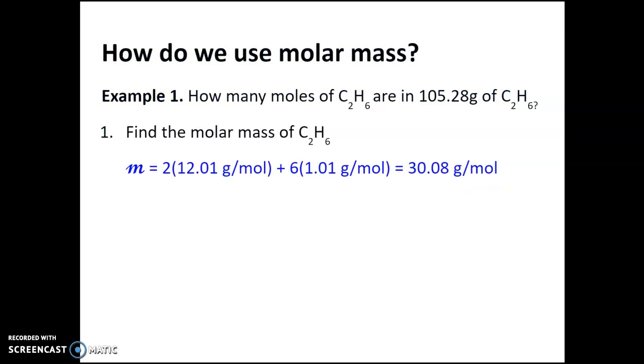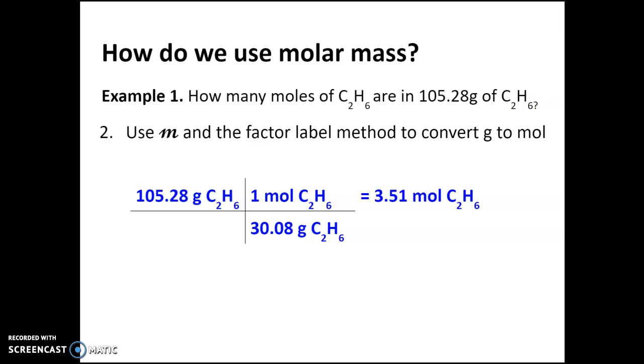All right, so let's set it up. First part, molar mass. 2 carbons plus 6 hydrogens gives us 30.08 grams per mole for this molecule. Then part 2, use the molar mass and the factor label method to convert grams to moles. So I'm going to take the amount they're asking me about, which is 105.28 grams of C2H6. Notice that I labeled the identity of the substance. This is going to become really, really important. So get into the habit of labeling things now.